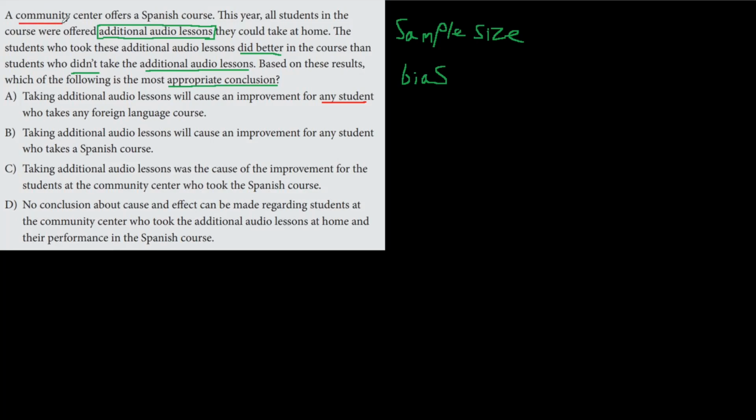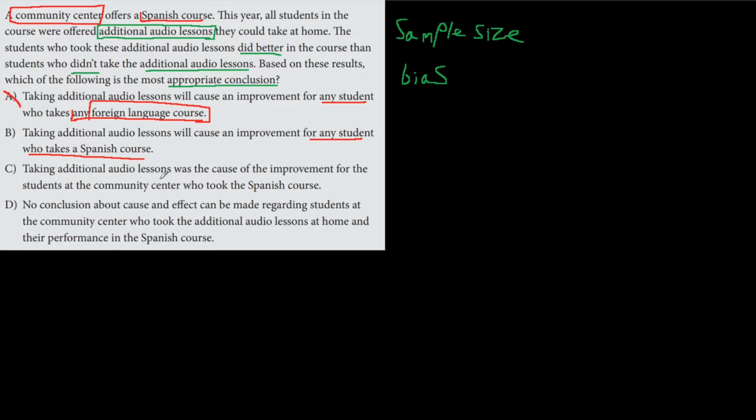We also have to remember that this is in a community center in a Spanish course, right? So for any student who takes any foreign language course, we don't know how this will affect other courses. We just know how it affects the Spanish course. So that's why this is unreasonable to say. Now let's go into the next one. Taking additional audio lessons will cause an improvement for any student who takes a Spanish course. So this one, at first, I thought was alright, but I'll show you in a bit why this is actually not correct.